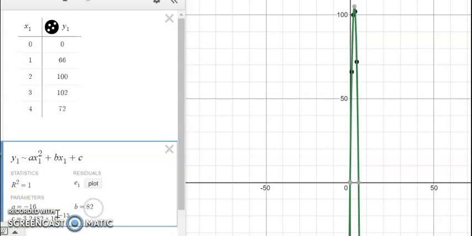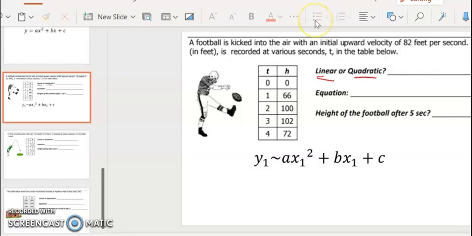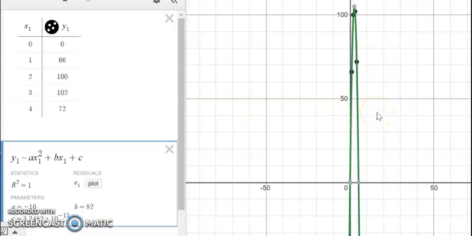A is negative 16 and B is 82. And C, you notice it has an exponent of negative 15 on the 10. That's basically 0. So negative 16 and 82. So y equals negative 16x squared plus 82x. And we had 0 for C, so you didn't need that. Now, they want to know the height of the ball after 5 seconds. Remember, seconds is your x value.